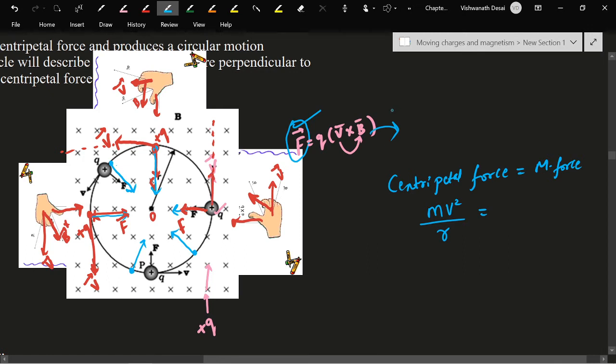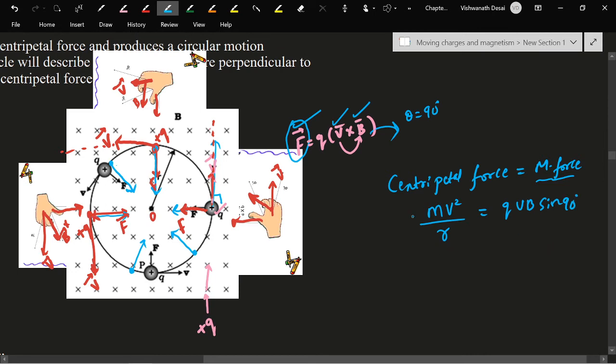Here theta is equal to 90 degrees. Theta is the angle between V and B. You see, here is the direction of V and the magnetic field is inward. Therefore, the angle between them is 90 degrees. So theta is equal to 90 degrees. So I will write the centripetal force, just the magnetic force, as q v B sine 90 degrees.